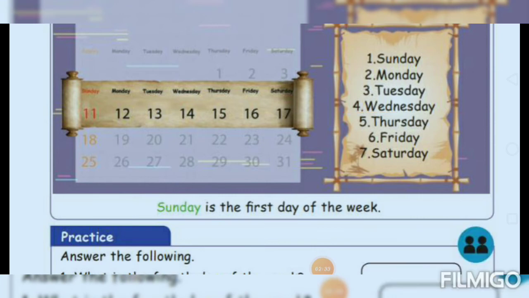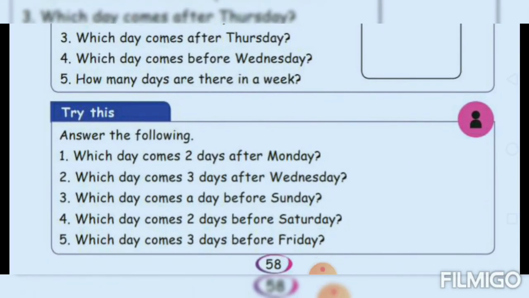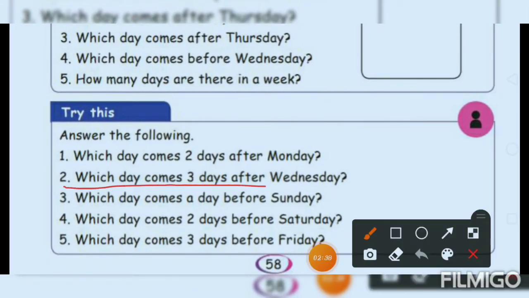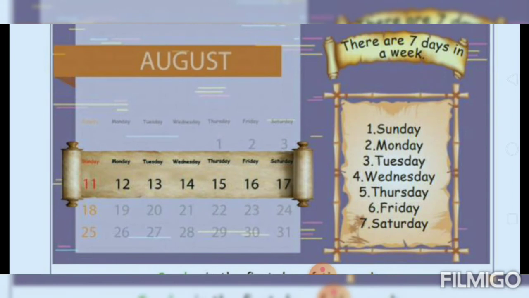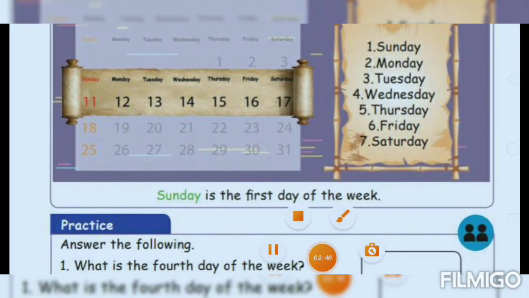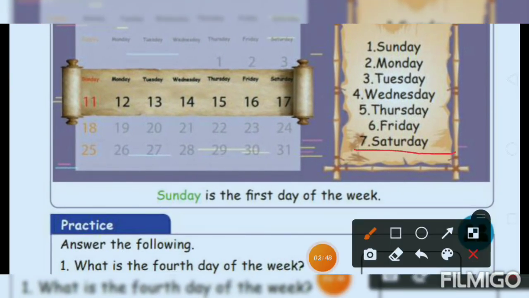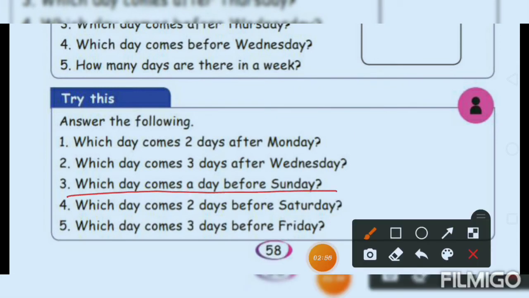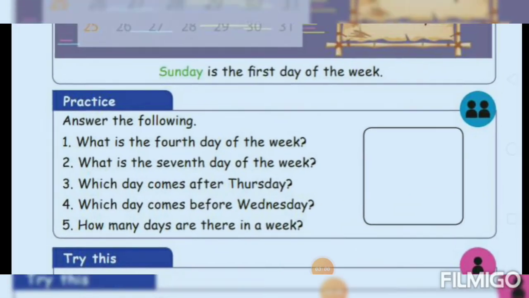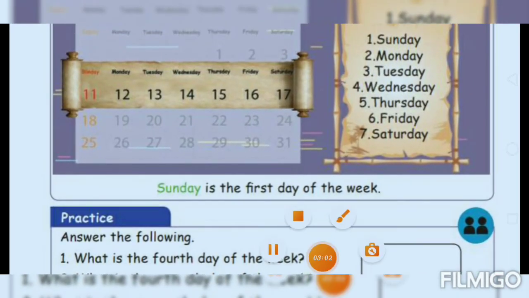Second question. Which day comes 3 days after Wednesday? See the image. Saturday. Answer is Saturday. Third question. Which day comes a day before Sunday? See the image. Saturday.